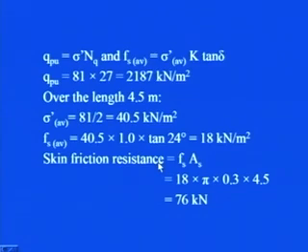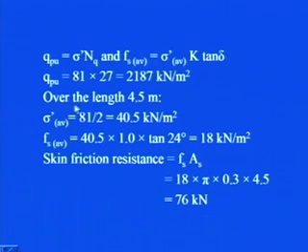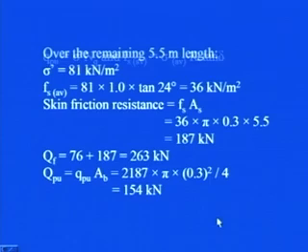So you have to simply multiply this unit resistance by that particular area, which is pi diameter and the length on which it is acting. So between 0 to 4.5 meter one value, and then 4.5 to 10 meter another value. So here we are talking of the length of 4.5 meter. Over the length 4.5 meter you are getting this 76 kilonewton as skin friction resistance.